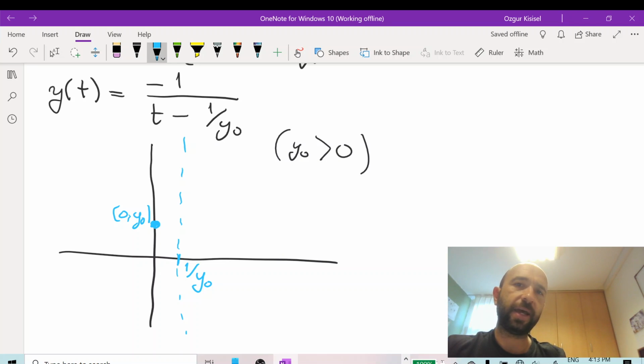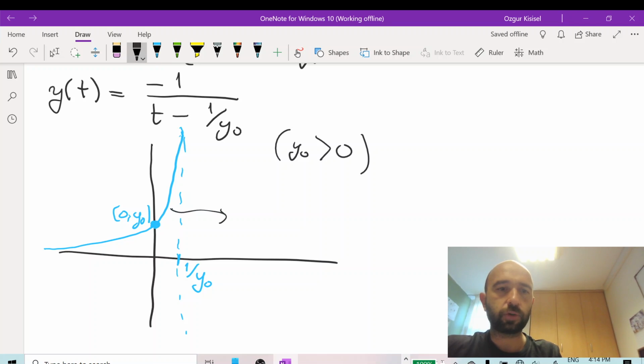If you carefully look at the values of this function before 1 over y0, some number slightly smaller than 1 over y0, t minus 1 over y0 will be small and negative. So if you do minus 1 over that number, it will be very large. So you can quickly deduce that the graph is going to look like this. Okay, so this has a vertical asymptote here. There is a unique solution through this point 0, y0. Here it is. Here is the graph. But if you wait a little bit more, it goes to infinity, right? So it explodes.